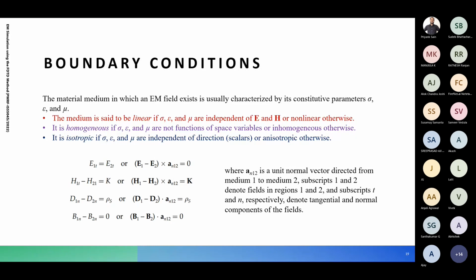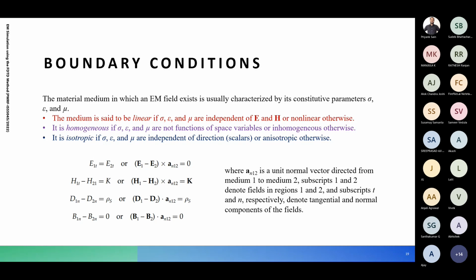The subscripts T refer to the tangential fields, and the subscripts N refer to the normal fields. So when we say E1T equals E2T, we mean that the tangential electric field in medium 1 will be equal to the tangential electric field in medium 2.